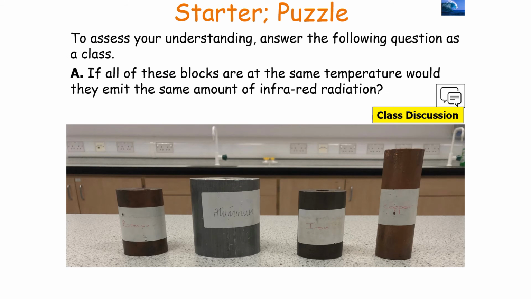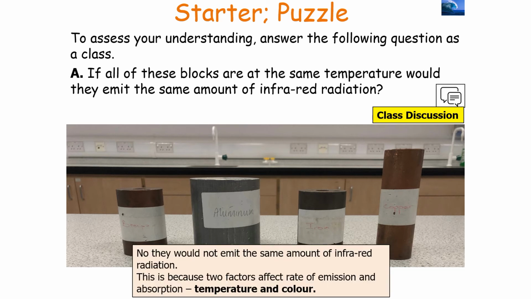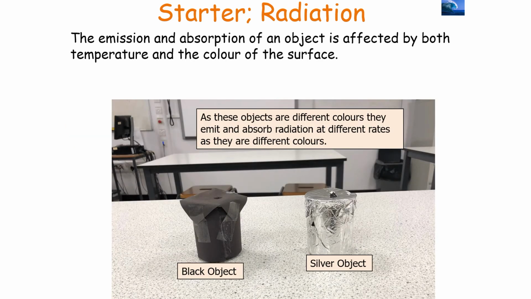However, if all of these blocks on the screen are at the same temperature, would they emit the same amount of infrared radiation? Well, they would not, because as well as temperature being a factor of the rate of emission and absorption of radiation, colour is also a factor that affects emission and absorption. So the emission and absorption is affected by both the temperature and the colour of a surface.